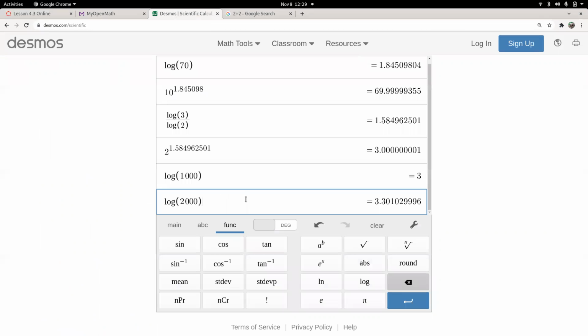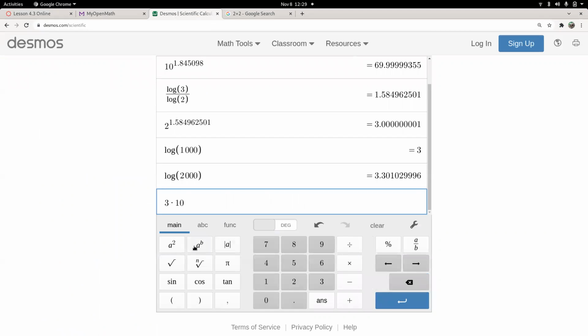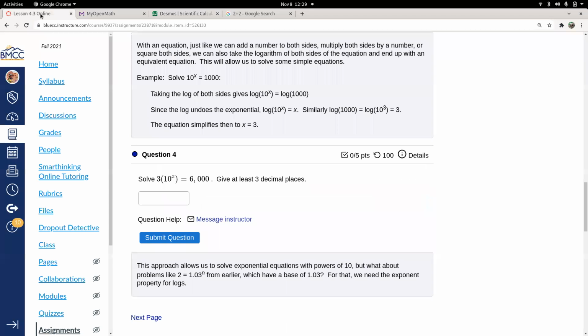So let's see. If I take 3 times 10 raised to the power, and I'm going to enter 3 decimal places, so 3.301, I get 5,999.59. That is close to 6,000, right? 6,000 was my target. If you want to get closer, throw on more decimal places. But here I was only asked for 3 decimal places. Do I get close to 6,000? Yep, that's pretty close. Just a few cents off out of 6,000. A few cents out of 6,000 is no big whoop. So I would report back 3.301.